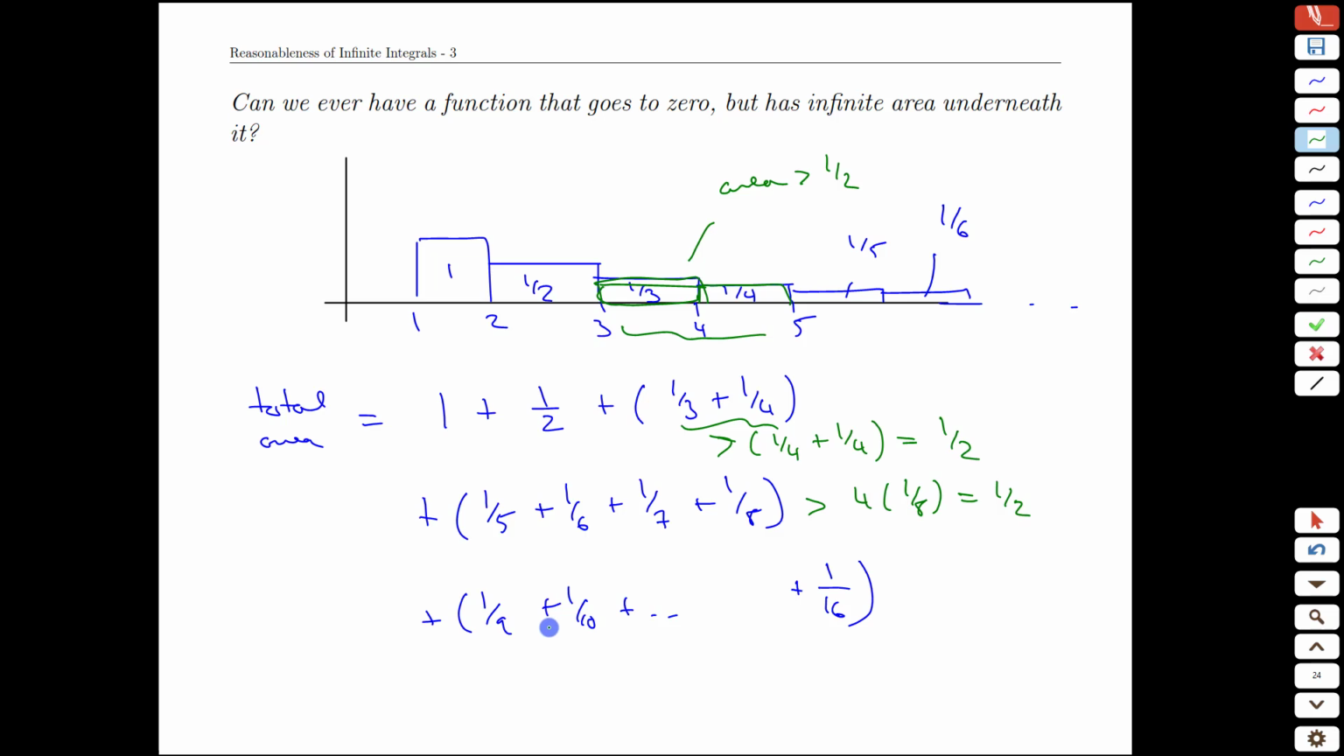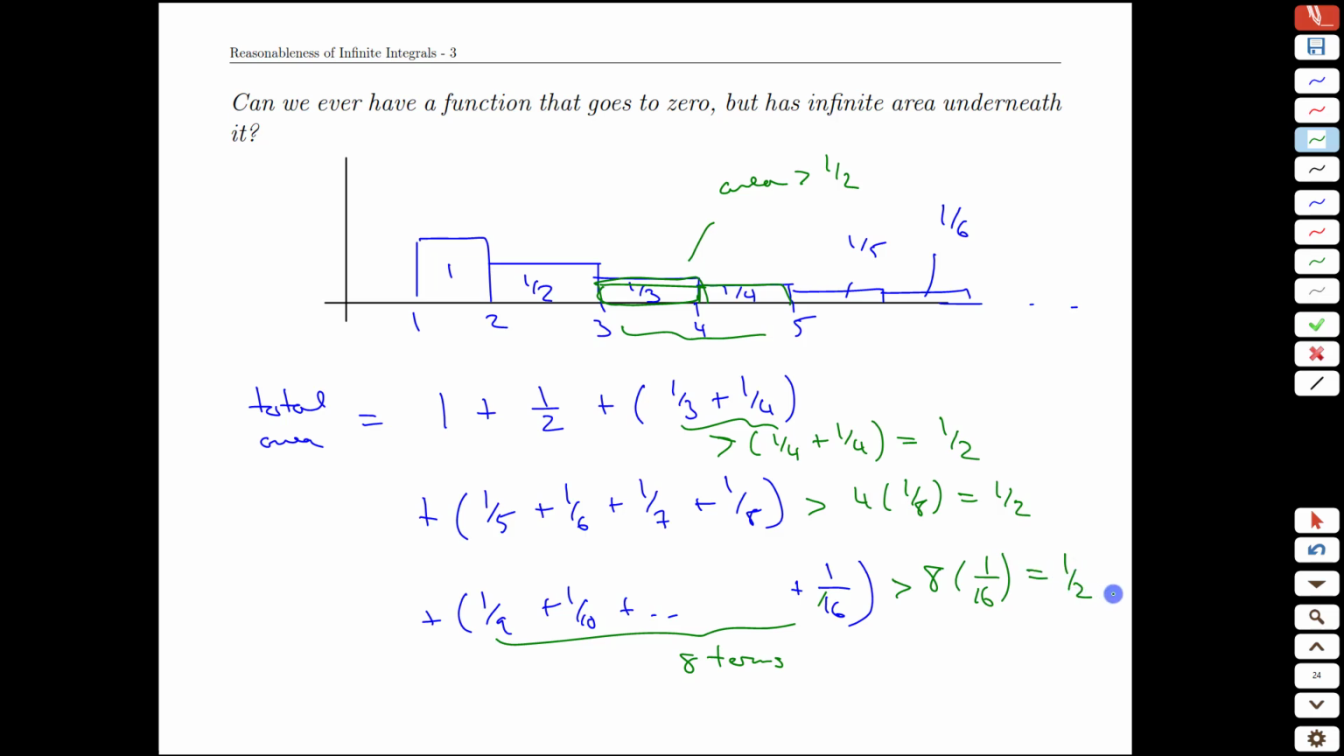What about the next one? Here we have 8 terms, and the smallest one is 1/16. So if we took the low end of each of those expressions, we'd have 1/16. They're all bigger than 1/16. So we're going to have something larger when we add all those 8 up that's larger than, well, 1/2.